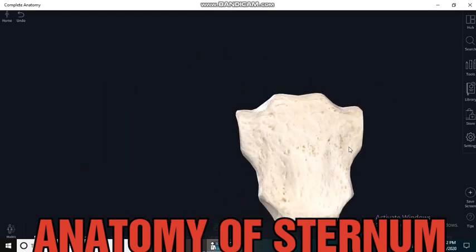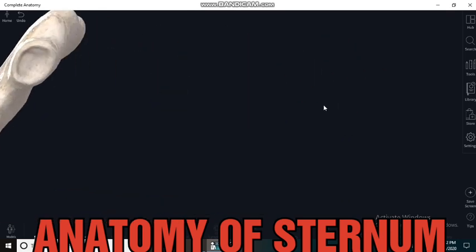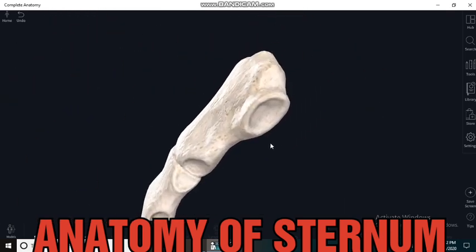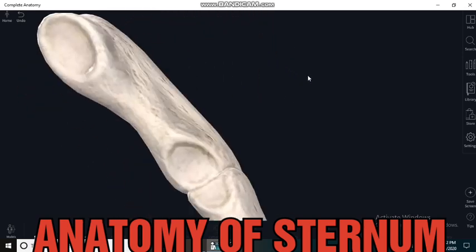At the lateral edges of the manubrium, here is the lateral edge of the manubrium, there is a facet which articulates with the costal cartilages of the first rib, costal cartilage from this side and from this side.